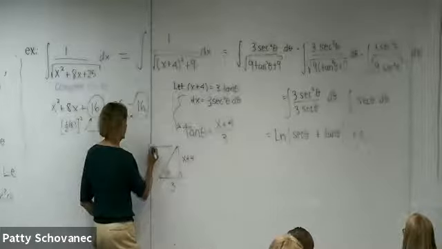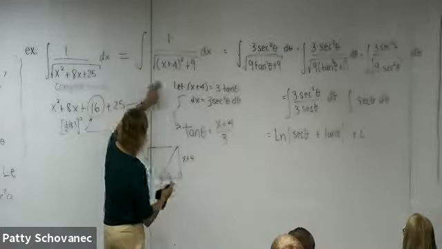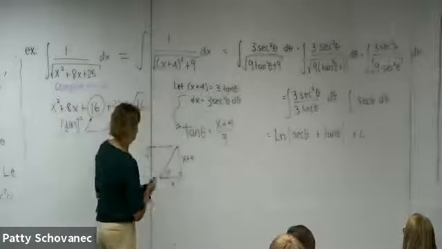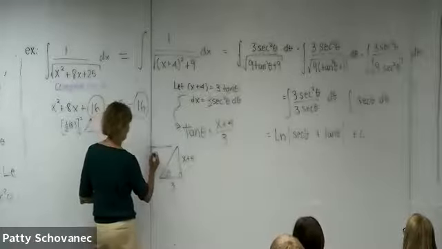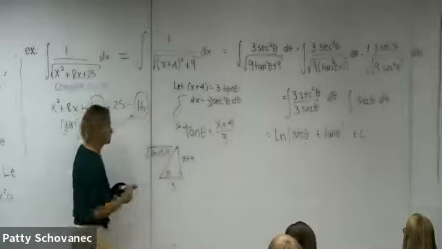What's going to go here? Root of x squared plus 25. Yeah, you can either write it like that or you can write it like that. So it'll be (x plus 4) all squared plus 9.